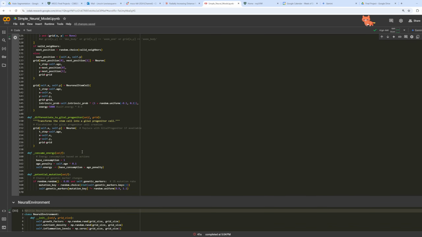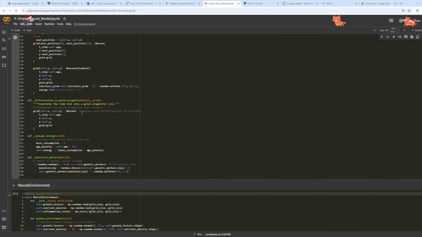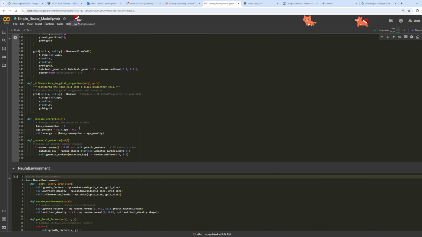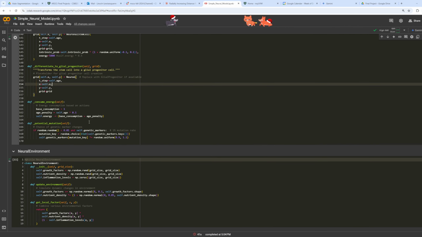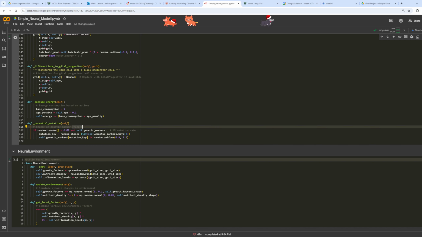And yeah, I don't want to bore you guys too much with code. But consume energy is this. The glial progenitor again is a placeholder, and then there's a mutation rate. There's a 1% chance here that a genetic marker changes. That would be something like a chromosomal, like a DNA shift, so there's a variety of factors that could play into that. And for the sake of time, I will just go over that in the report.